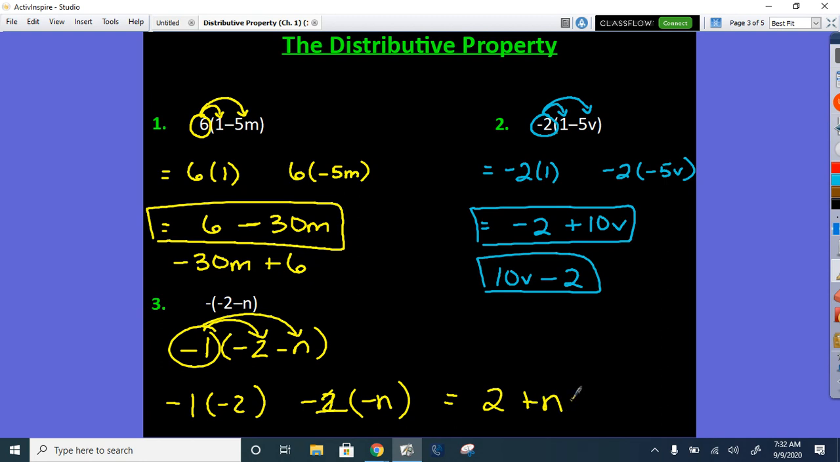Again, variable, no variable, I cannot combine them. I cannot say that this is 2n. This is just 2 plus n. Or you could reverse it and make it n plus 2.